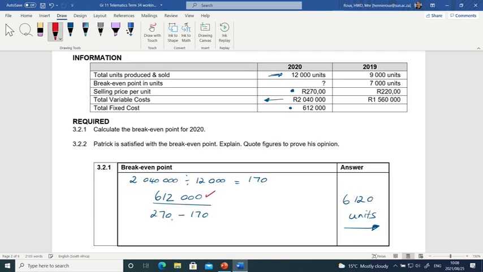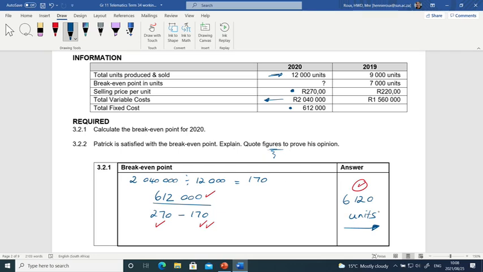Fixed cost, sales per unit, selling price per unit. This can maybe be 2 marks because you had to calculate that. So this can be up to 5 marks for that easy calculation. The last question, Patrick is satisfied with the break-even point. Explain. Quote figures.